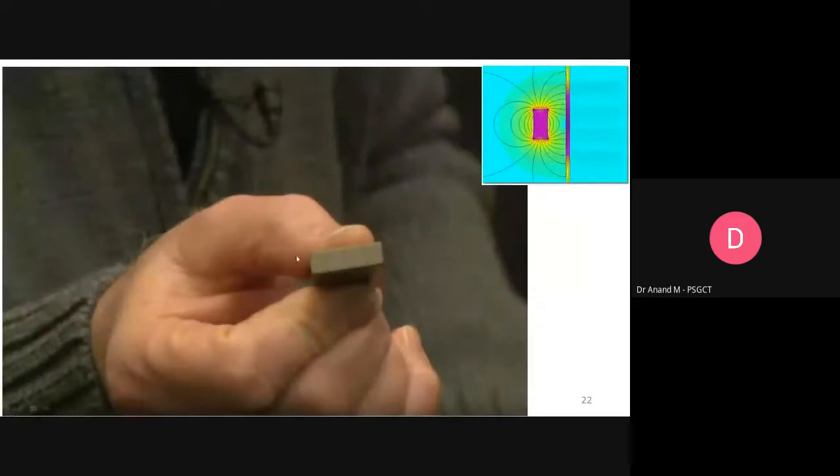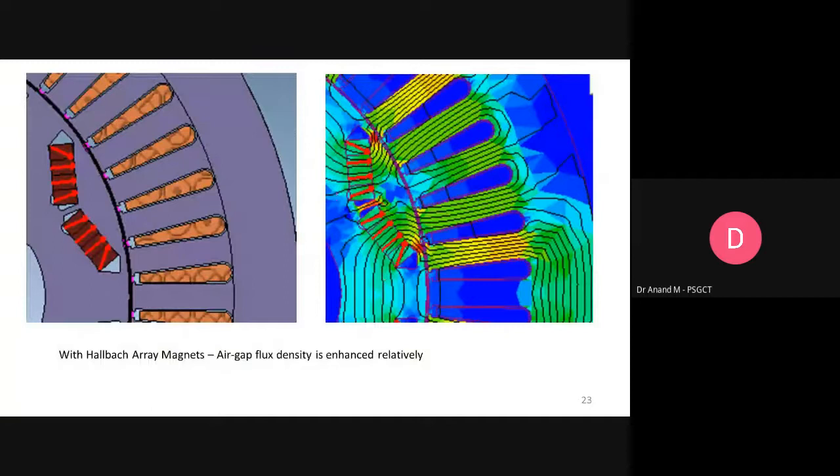So here you could see the different types of segmented magnets, a 4-segment magnet forming a single pole. From the electromagnetic analysis, you could see the different segments produce a concentrated field orientation which is thrown into the stator teeth towards the stator core. Thereby the flux tubes get enhanced, which results in an enhanced flux density.